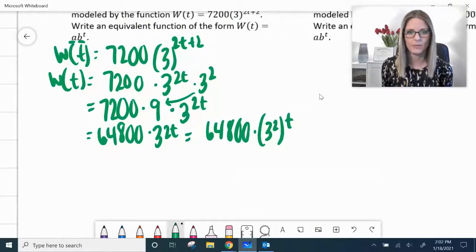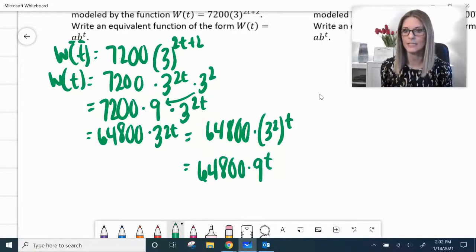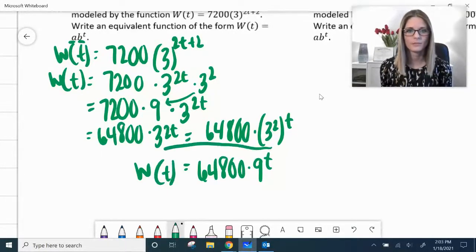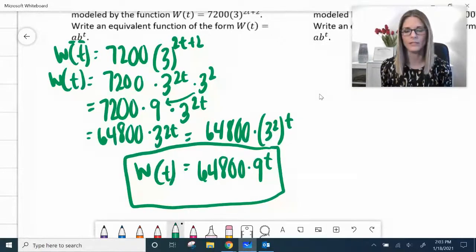Let me give myself some room here. 64,800 times 9 to the t. That's going to be my final answer. Again, just applying those 2 exponent rules and working them backwards.